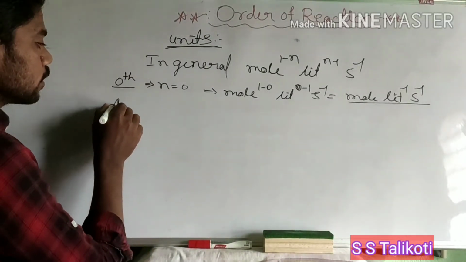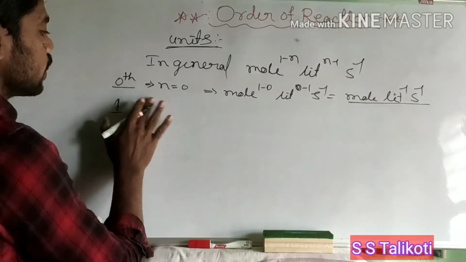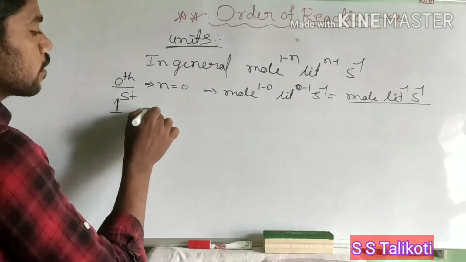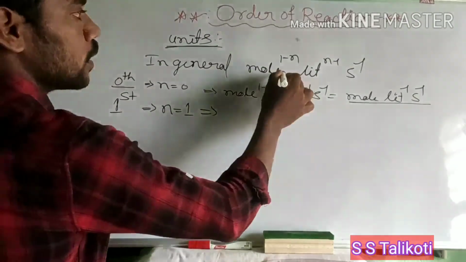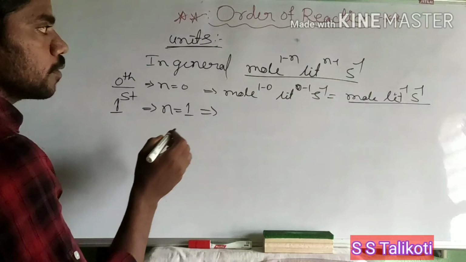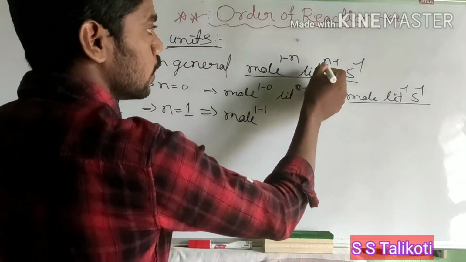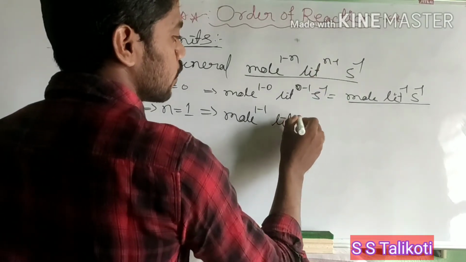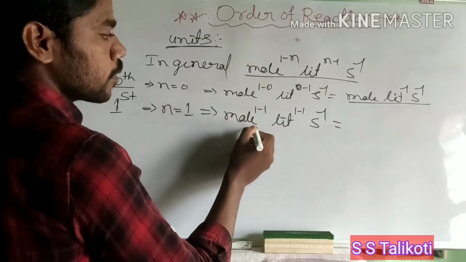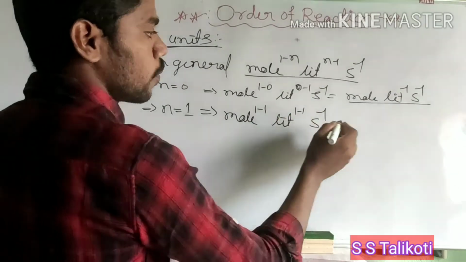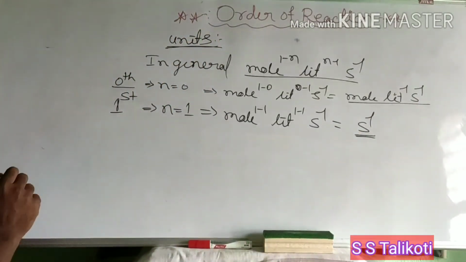We'll go for the next. If it is a first order reaction, n equal to how much? 1. Substitute n equal to 1 in this standard equation. Therefore mole 1 minus 1, liter 1 minus 1, per second. Therefore 1 minus 1 is 0, and anything to the power 0 equals 1. Therefore the only unit is per second for first order reaction.